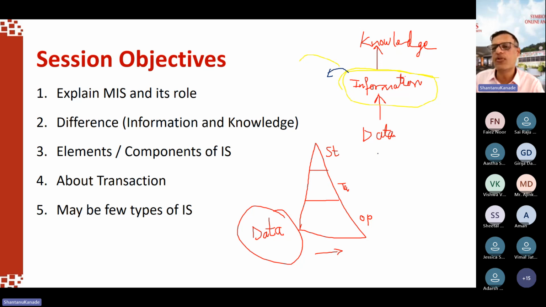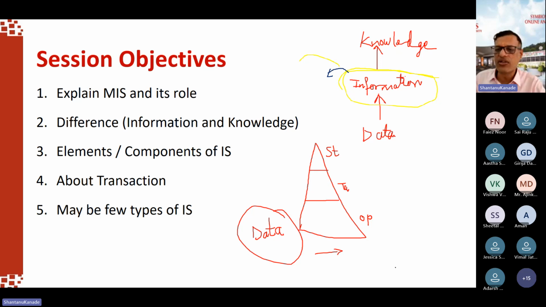Okay. So this is how your data gets converted into information, and information after processing will become the knowledge base for the organization. This is the very basic concept for your management information systems. Any questions, any queries here? Have you understood this basic concept? What is data, information, and knowledge?